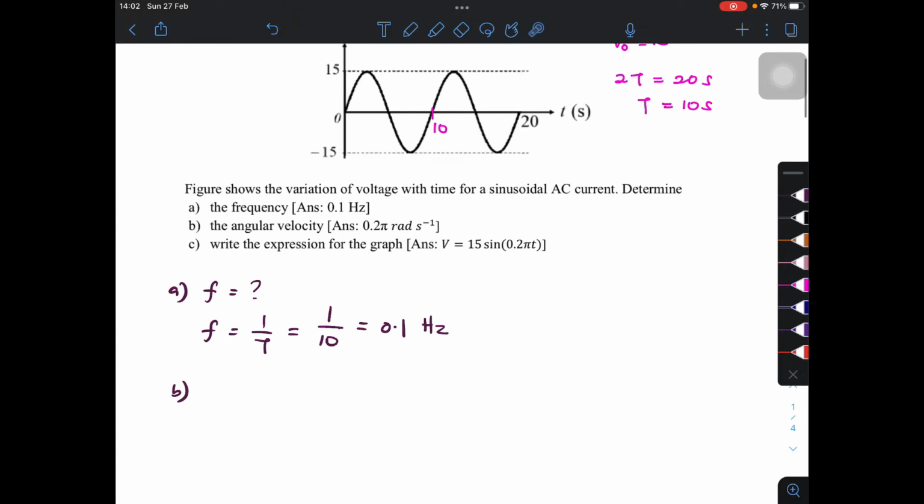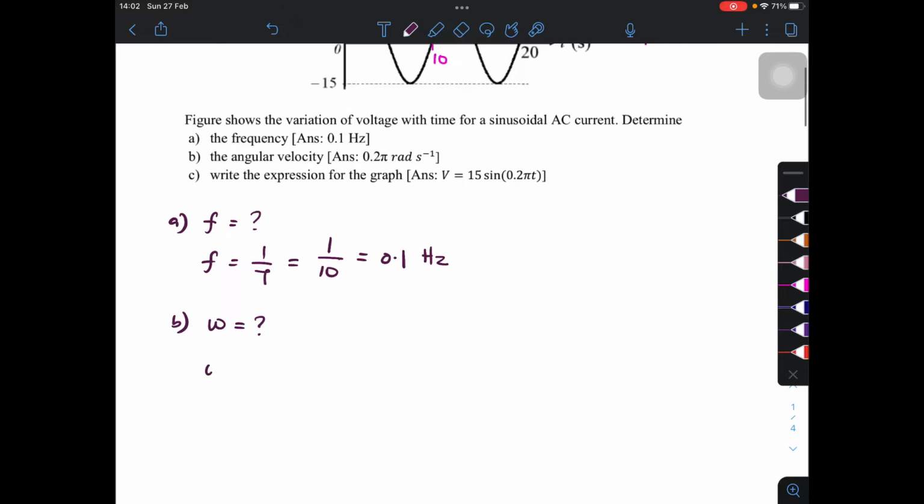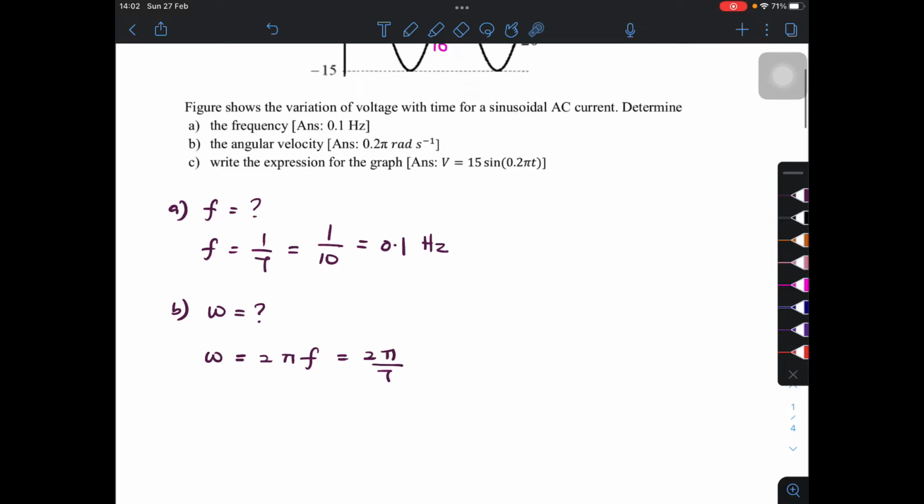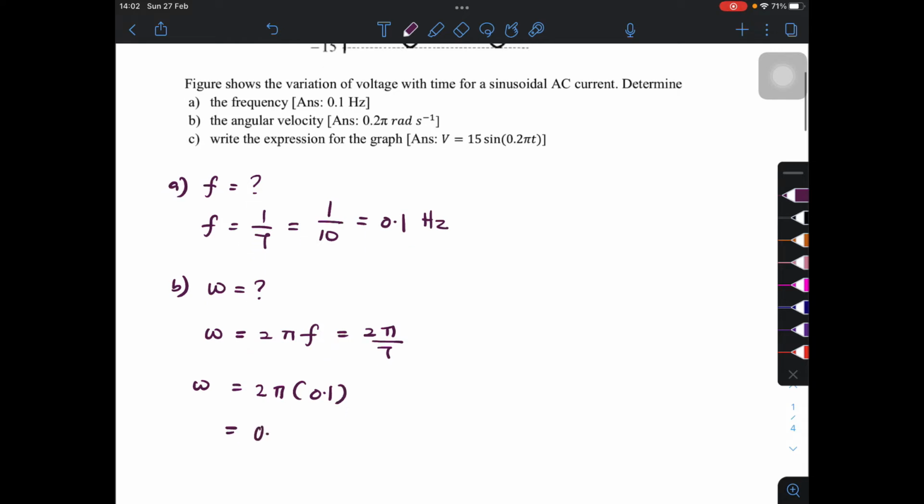And then question B, we want to determine what is the angular velocity. We want to find what is omega. So omega is equal to 2 pi f or 2 pi over T. Both values we already have, so either one you can use. So let's use the frequency. And then you will get 0.2 pi radian per second.